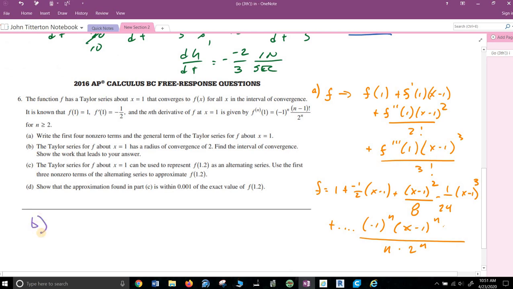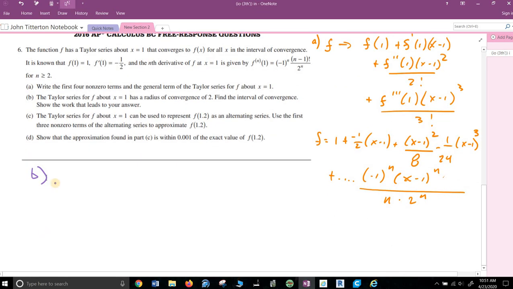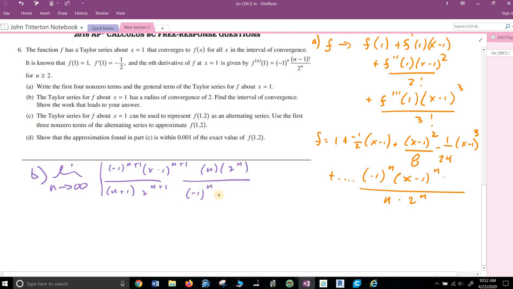So now that you've got the first part right, the rest kind of run with that. Taylor series has a radius of convergence of 2. Find the interval of convergence. And this is where life gets nasty. N approaches infinity. Absolute value. Now we plug in negative 1 to the n plus 1, x minus 1 to the n plus 1, n plus 1 to the n plus 1 times n 2 to the n, negative 1 to the n, and x minus 1 to the n.